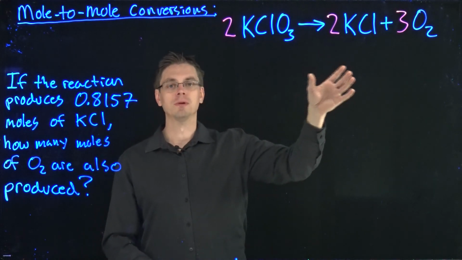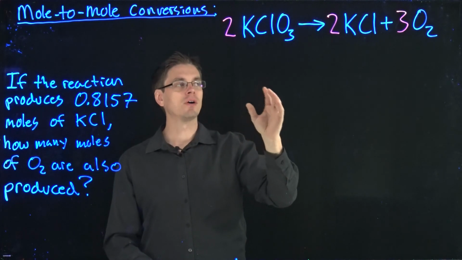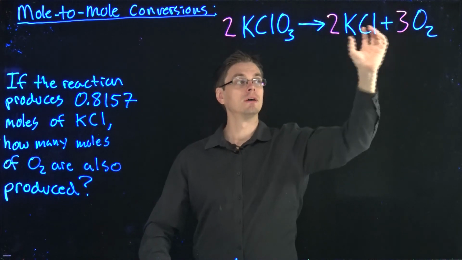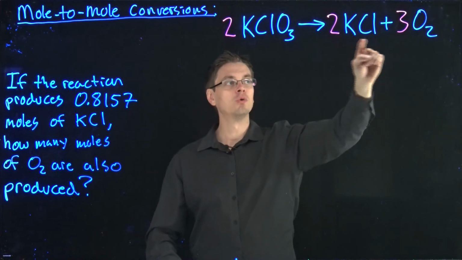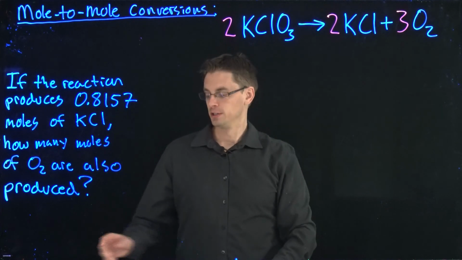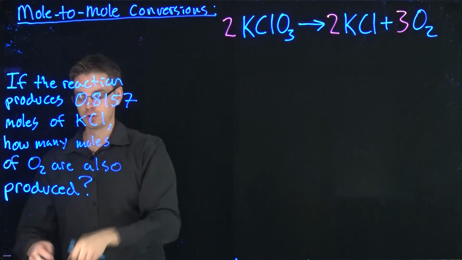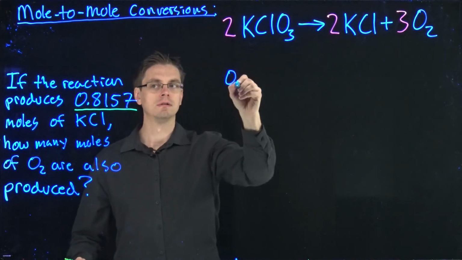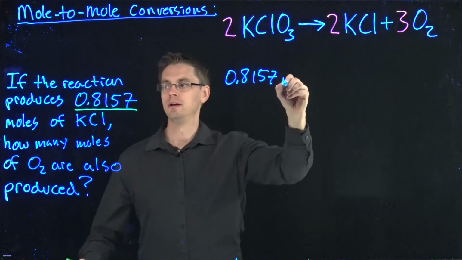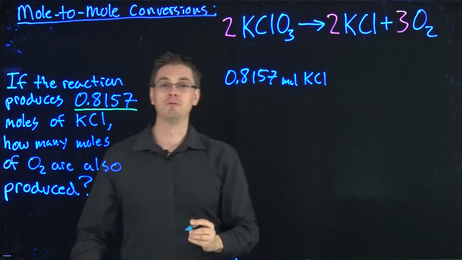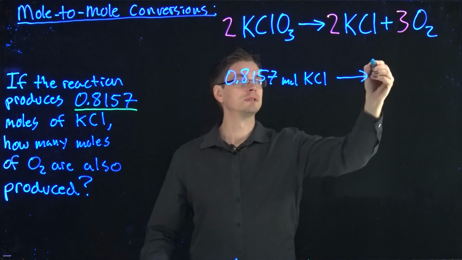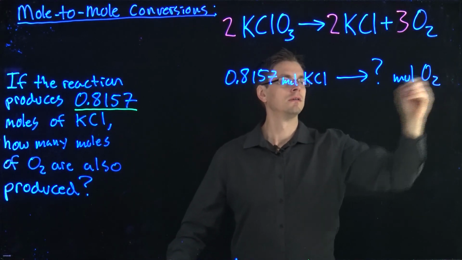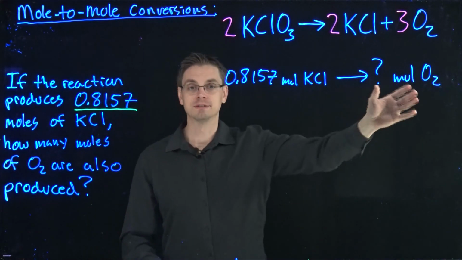So in this problem, what we're being asked is to figure out how much of one product, in this case O2, is going to be formed given a known quantity of KCl being produced. So specifically, we're told that 0.8157 moles of KCl are formed. Our goal here in this problem is to figure out how much of the other product over here, in this case oxygen, must have been made as well.